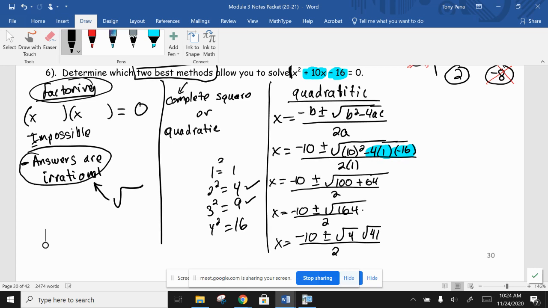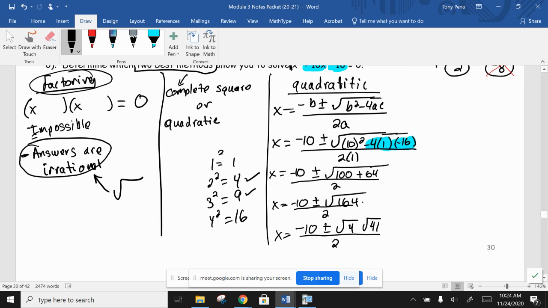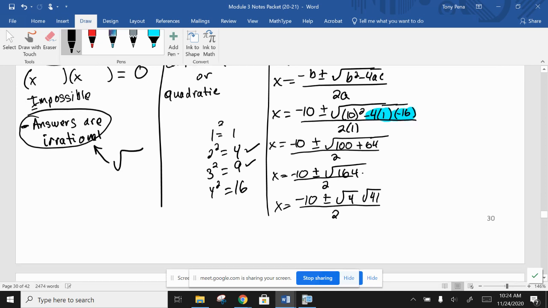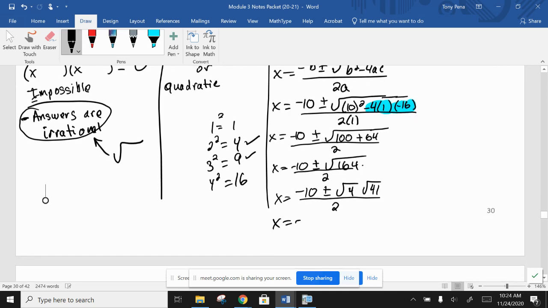41 is a prime number. There's no way we can simplify that. So then from there, we do negative 10 plus or minus the square root of 4, which we now simplify down to be a 2, and then our root 41, all divided by 2.